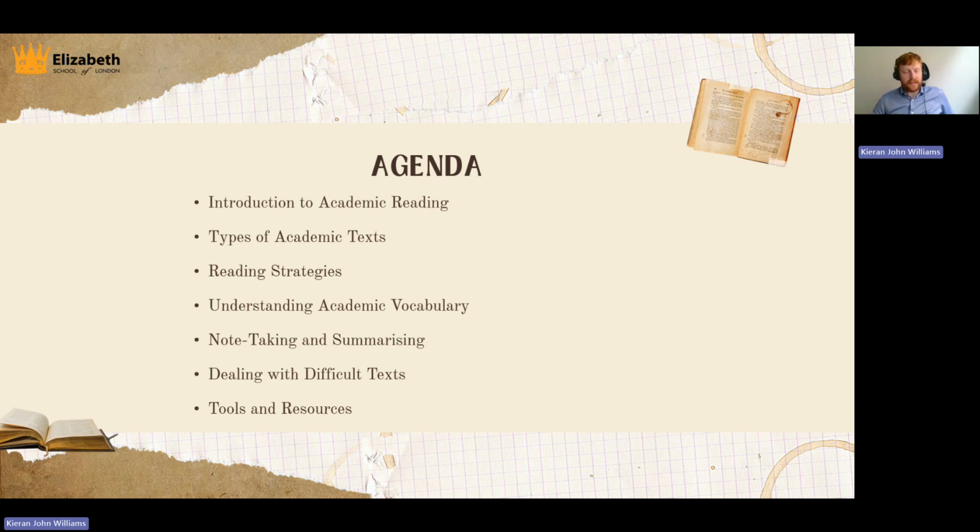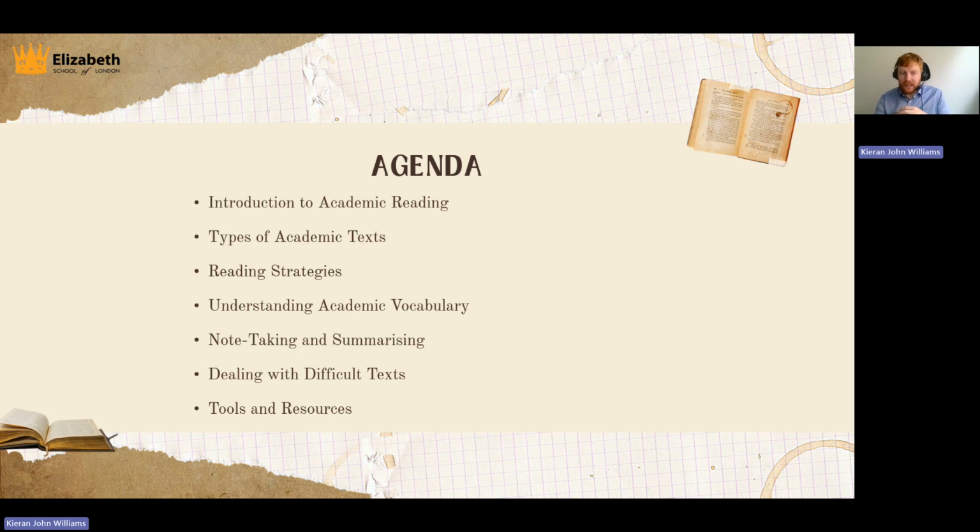All right, so the first thing, the agenda. We're going to begin by looking at an introduction to academic reading. Okay, what is it? How is it different from normal reading? Then we're going to have a look at the types of academic texts, because they're not all the same, we really should be reading them in different ways. Talking about reading in different ways, we're going to be looking at reading strategies, so those different types of skills you are going to be using while reading.